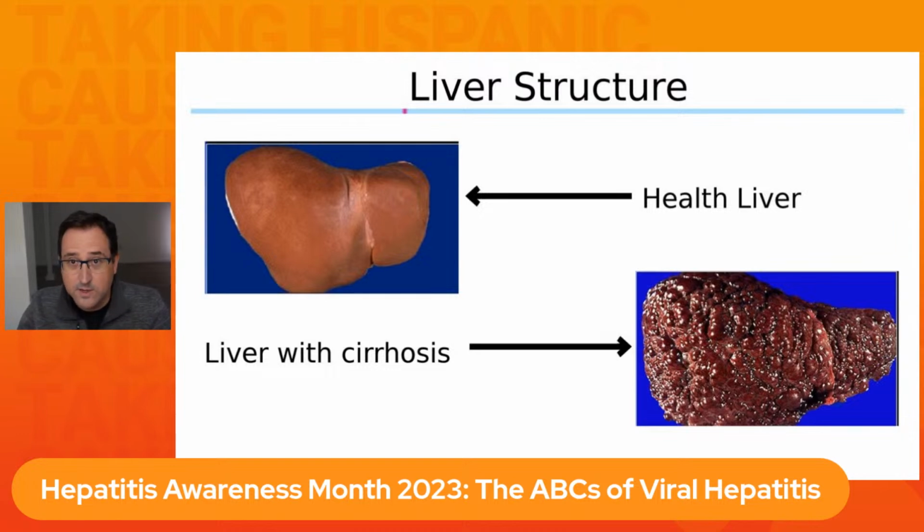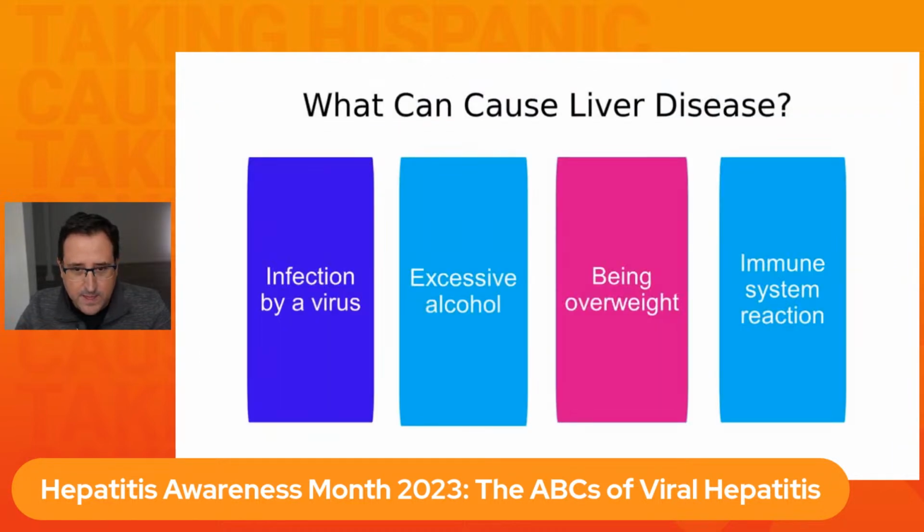The liver stops working, and that's when patients start to be considered for a liver transplant, because the liver just cannot do what it's supposed to be doing, and we need to replace it with a new liver that can recover the function and do what it's supposed to be doing.